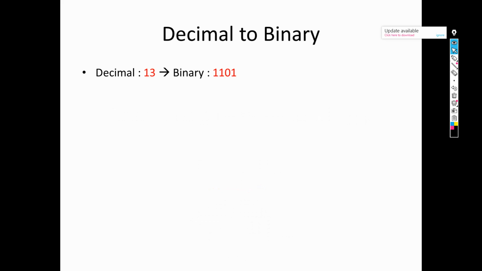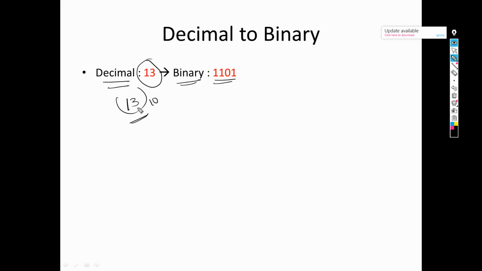Okay, so first of all, decimal to binary. Here you can see that we are trying to convert the decimal number 13 into binary. Now what is the binary of it? Here we can see that the binary is 1101. First of all, what does decimal number mean? There are 10 digits in decimal numbers, so the separate values can be 0, 1, 2, 3 up to 9. This is a decimal representation.